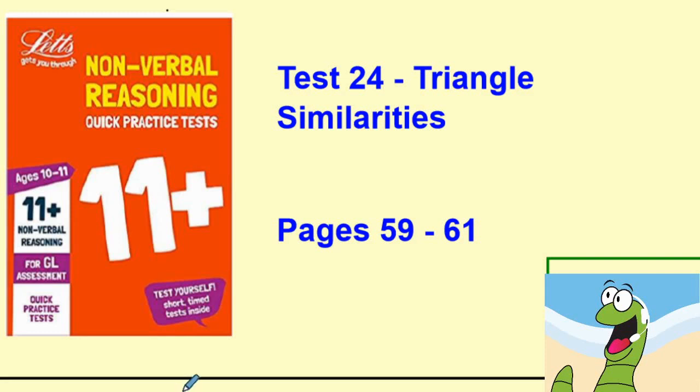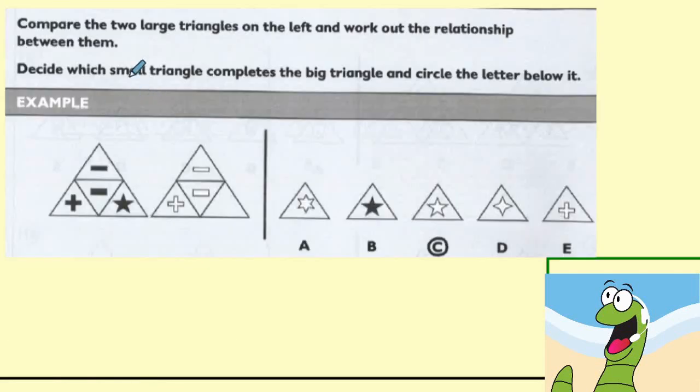Okay, let's make a start. Don't forget that you can, if you wanted, rewind this. If you're stuck on anything and you might have been going too fast, you can go back and just check. So this is the example. You're comparing the triangles. What is the relationship on the left, and work out the relationship between them. Decide which small triangle completes the big triangle and circle a letter below it.